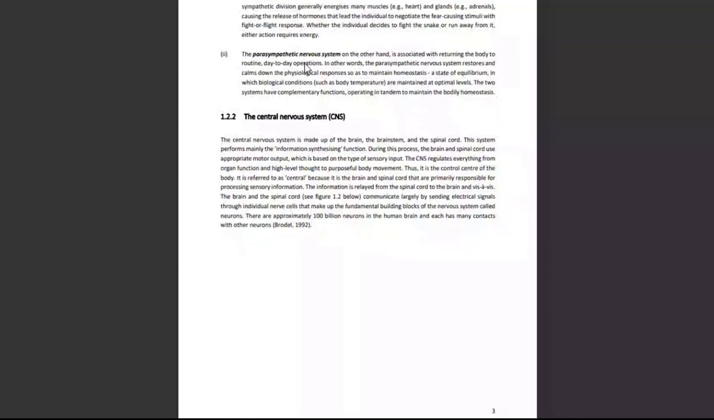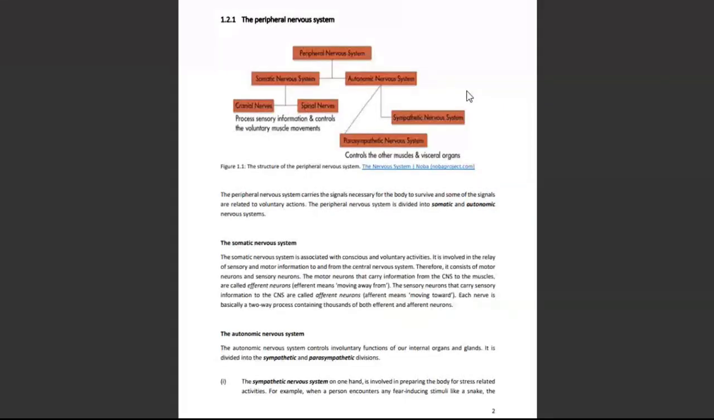The parasympathetic nervous system, on the other hand, is associated with returning the body to its routine, day-to-day operation. In other words, the parasympathetic nervous system restores and calms down the physiological response to maintain homeostasis, the state of equilibrium in which biological conditions such as body temperature are maintained at an optimal level. The two are complementary, they work together, operating in tandem to maintain the body's homeostasis. You see the difference? Interesting.